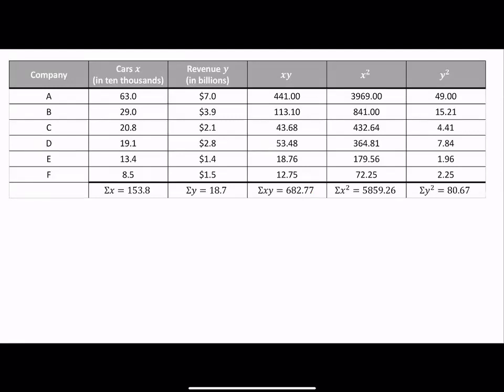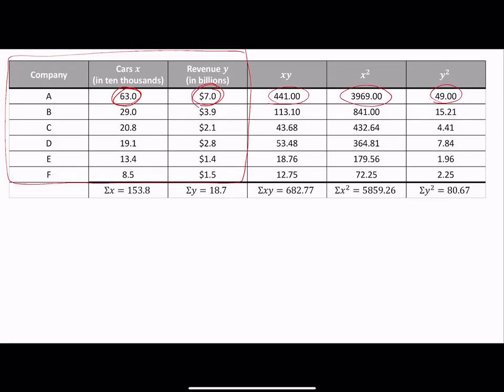So this right here was what we started with, right? I add my next column, x, y. So I'm taking 63 times 7. That gives me 441. Then I'm going to take 63, square it, and I get 3969. Then I'm going to take 7 and square it, and I get 49. I know it says 0.00, but that's okay. You don't have to. You just put 49. And we keep going that route.